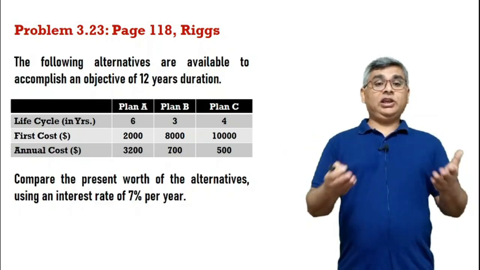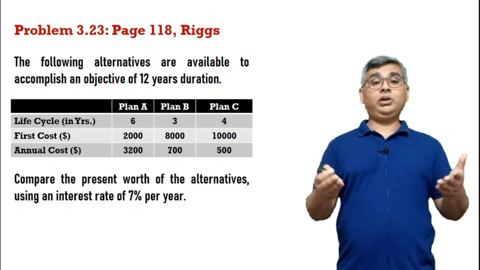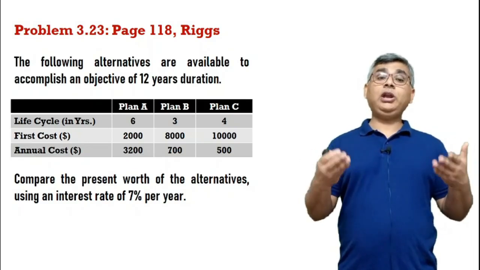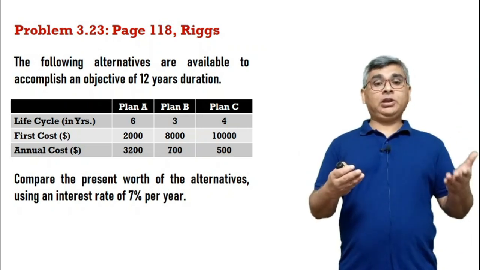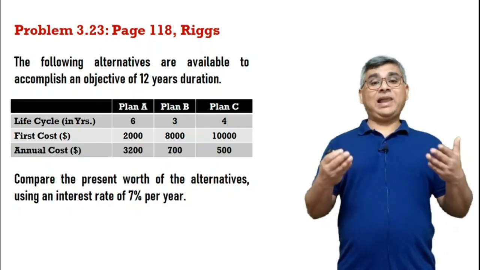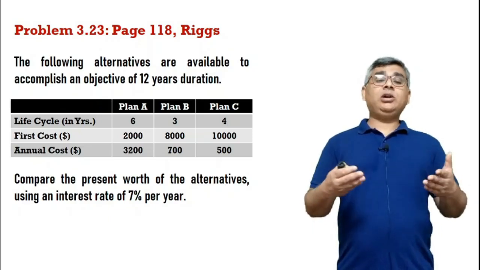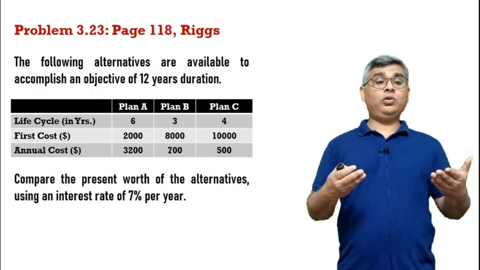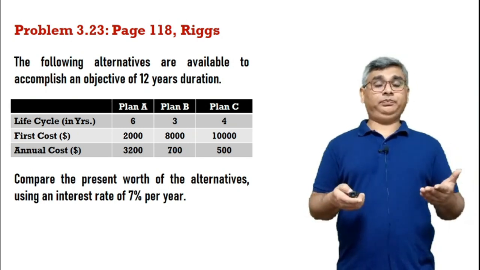So in this, if we just take up the LCM of 6, 3 and 4, it will be 12 years. That means plan A is to be executed 2 times, plan B is to be executed 4 times, and plan C is to be executed 3 times. So let's see how the cash flow will look and what is the solution to this problem.